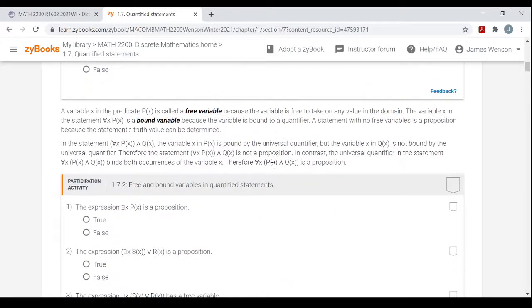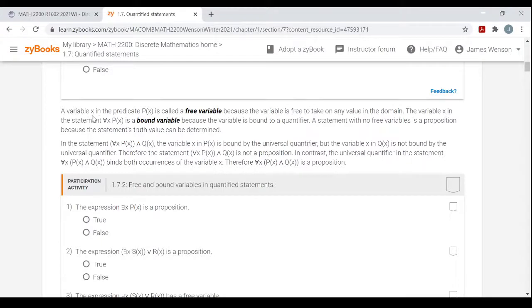All right. Now some more definitions. A variable x in the predicate p of x is called a free variable, because the variable is free to take on any value in the domain. When you just have a simple predicate written by itself, just p of x or q of x or o of x, m of x, whatever, or O of x y, you saw predicates in previous sections with multiple variables. Those variables are called free variables because they can take on any value of the domain.